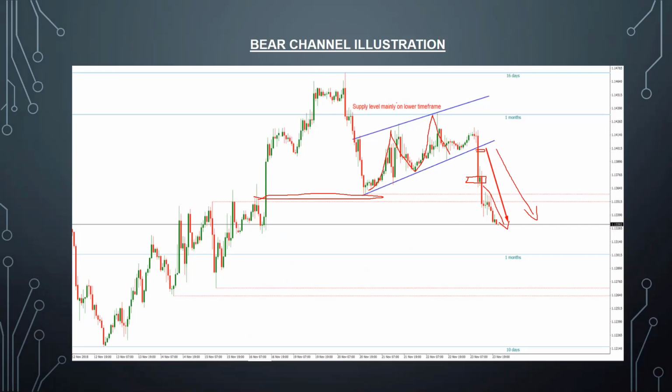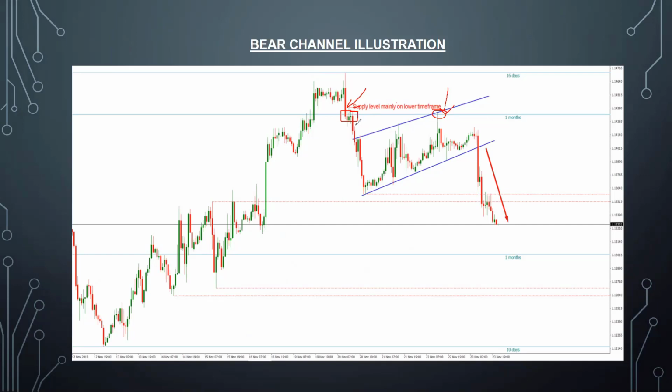For some people that are aggressive, me personally, the moment it came back to this upper trend line, that's where I would have taken the trade. You see here? Reason being that when you tested that, we've got this supply here. So market would have struggled to break this level.